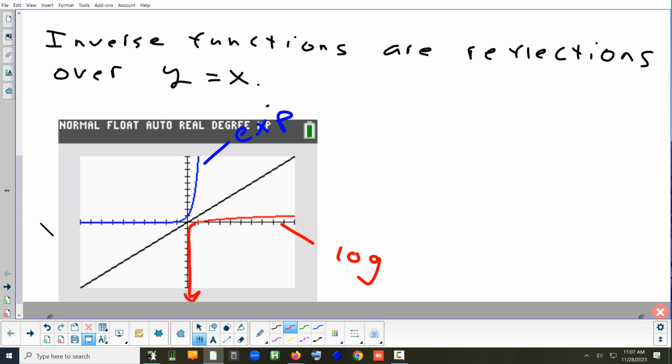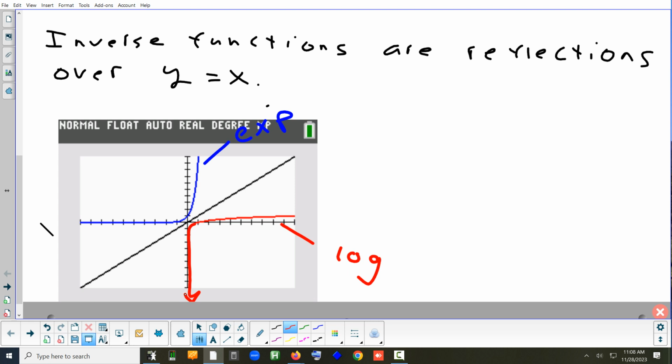Now, if you folded that right on the black line, the blue graph would land right on top of the red one, and that means that they are inverses of each other. So visually, that's the reason why they're inverses, because they are mirror images over the line y equals x. Any question on that?